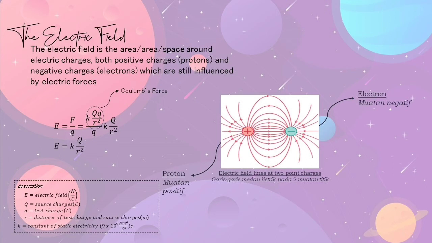The equation of electric field from Coulomb's force. We know that the equation is here, and the description is: E for electric field, Q for source charge, q for test charge, R for distance between test charge and source charge, and k is the constant of static electricity.